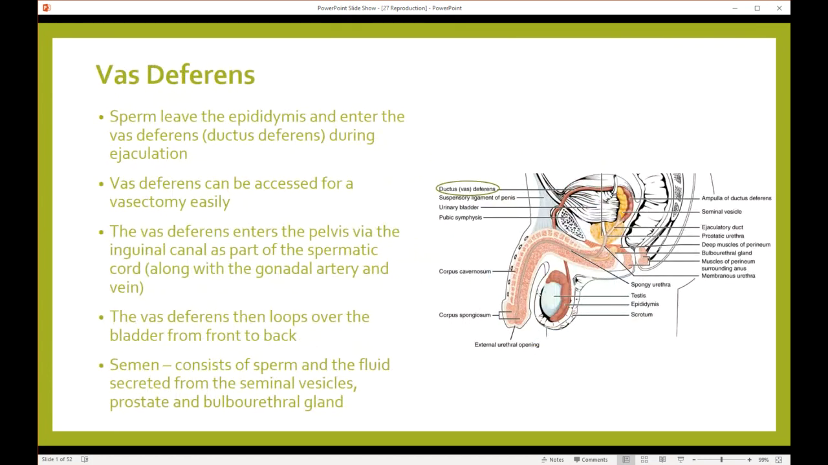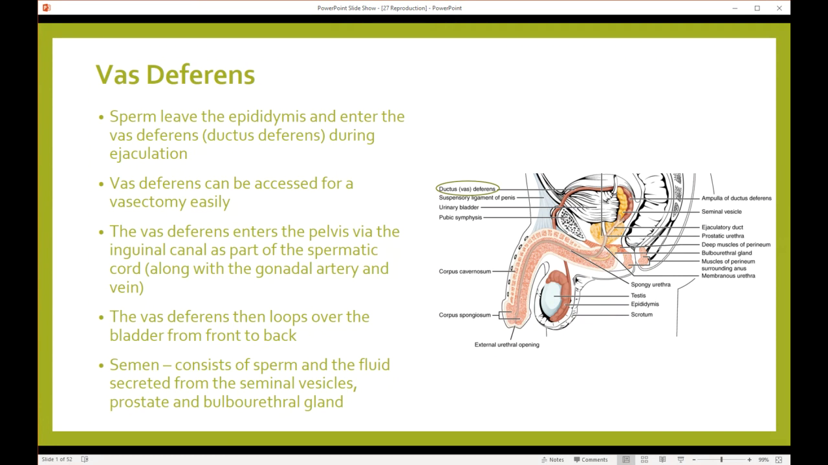The vas deferens, maybe you've heard of a vasectomy. The vasectomy means that they're going to clip off this tube. So here's the vas deferens right here. You can see here's the testes, there's the epididymis, right? We're going to be maturing our sperm. And then this right here is the ductus, or the vas deferens, and it's coming all the way along. The vas deferens can actually be accessed very easily for the vasectomy because it's right up here near the bladder. It's going to enter the pelvis via the inguinal canal as part of the spermatic cord. Remember that spermatic cord is going to contain the gonadal artery and the vein. And the vas deferens is going to loop over the bladder from front to back.